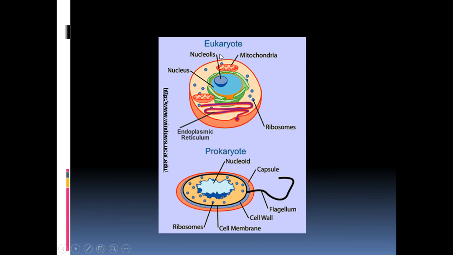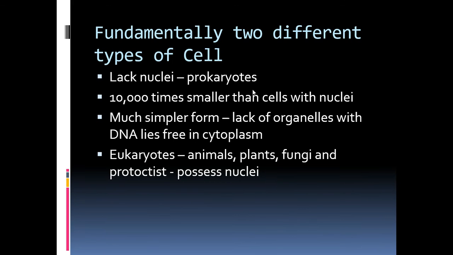The second type of cell is the eukaryote. Basically, they are cells with a nucleus and membrane-bound organelles. Eukaryotes include animal, plant, fungi, and protoctists. They are said to be the modern cells as they evolved roughly 1.5 billion years after the prokaryotes. Some points on the prokaryotes and eukaryotes that I've mentioned just now.